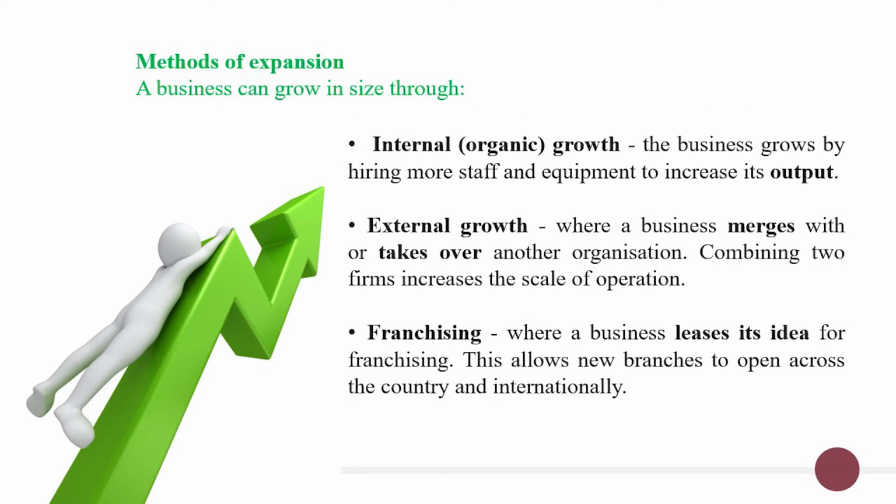Methods of expansion. A business can grow in size through internal or organic growth. The business grows by hiring more staff and equipment to increase its output. External growth, where a business merges with or takes over another organization, combining two firms increases the scale of operation. Franchising, where a business leases its idea for franchising. This allows new branches to open across a country and internationally.